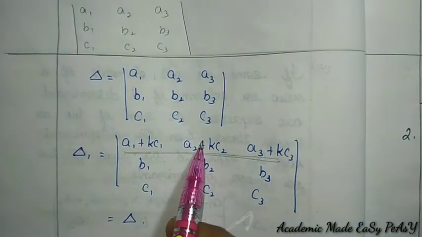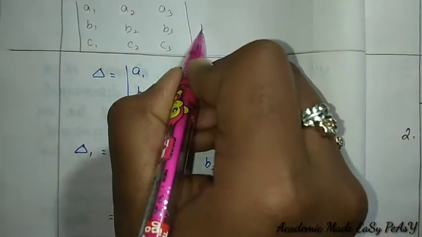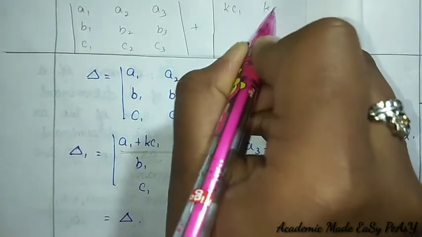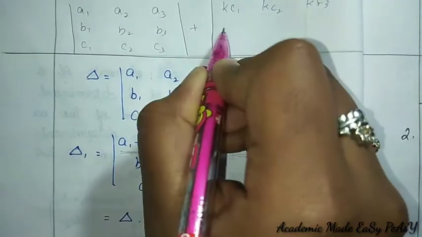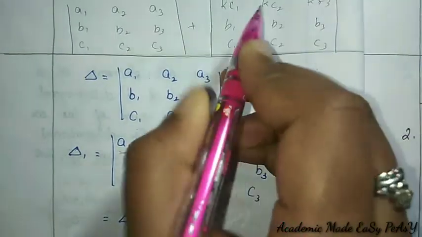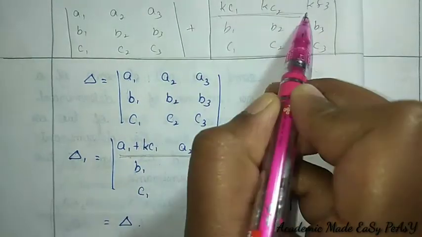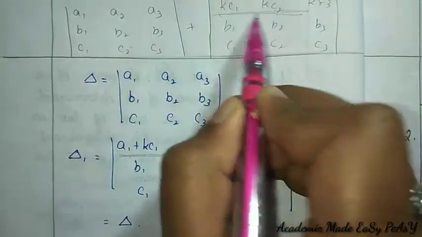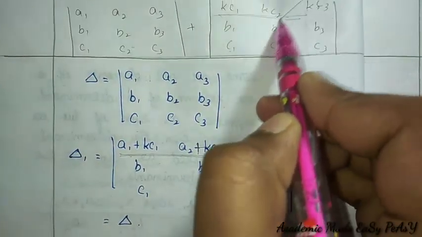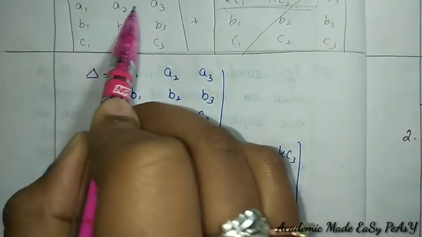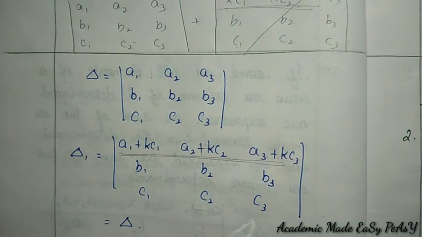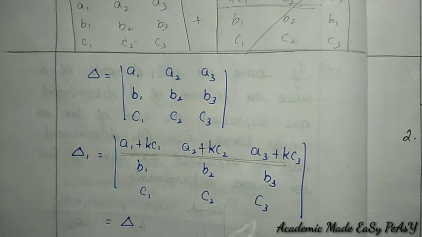What is the operation over here? Positive, plus, so I will write this as it is. So kc1, kc2, kc3, b1, b2, b3, c1, c2, c3. Now, see here, the constant is the same, so I will take it out. So I will have c1, c2, c3, b1, b2, b3, c1, c2, c3. So this determinant will become 0. Now I will have a1, a2, a3, b1, b2, b3, c1, c2, c3 as it is. So that is what they have said. That's it. The properties are over.